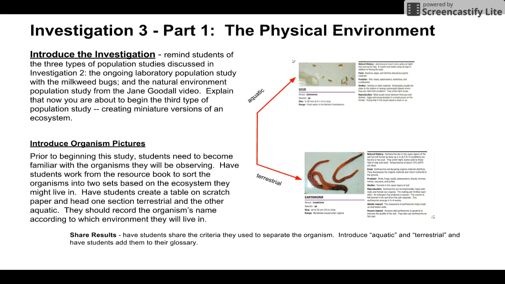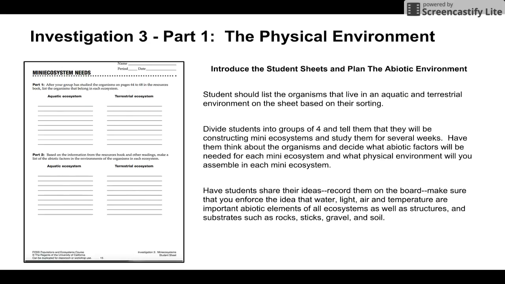Have students share the criteria they used to separate the organisms and introduce the aquatic and terrestrial vocabulary. Students should list the organisms that live in an aquatic and terrestrial environment on the student sheet based on their sorting. You would divide students into groups of 4 and tell them that they will be constructing mini ecosystems and studying them for several weeks.